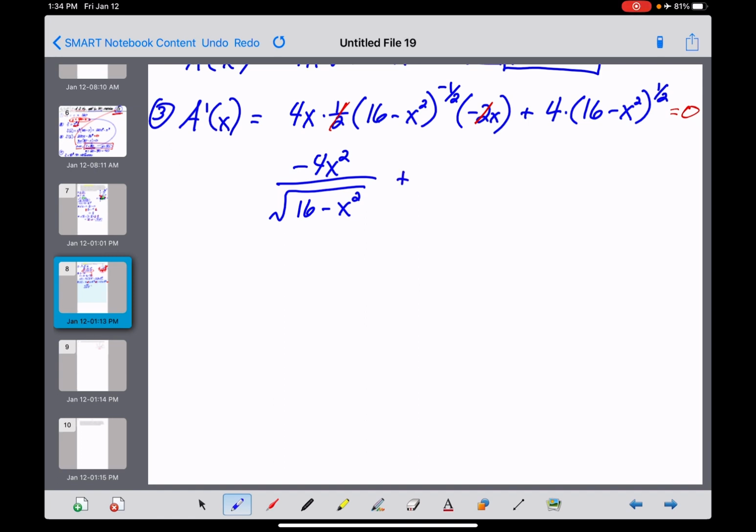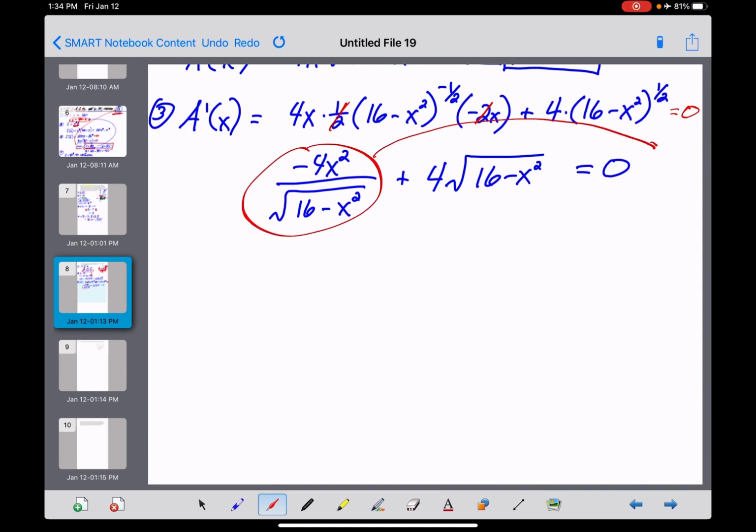And then a plus 4, nope, no fraction there at all. So plus a 4 times the square root of 16 minus x squared. Okay. And all of that is going to equal 0. I'm going to take this negative term now and bring it all the way over to the other side to get 4 times the square root of 16 minus x squared will equal now a positive 4x squared over the square root of 16 minus x squared.